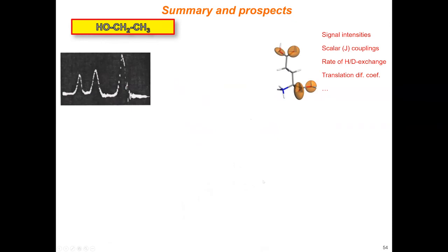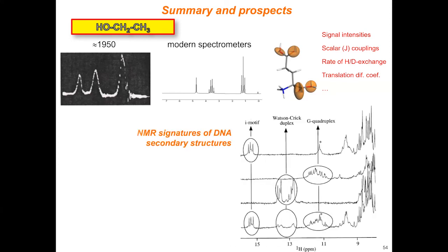So let me finish. This is the final slide. When you start reading NMR, please consider this is ethanol and this is a spectrum from the 50s. Believe me, we are very far from there. We don't look at an oscilloscope to understand whether there is a splitting or no splitting. And there are many, many fancy ways, maybe dynamic nuclear polarization, all these fancy experiments that we would do.